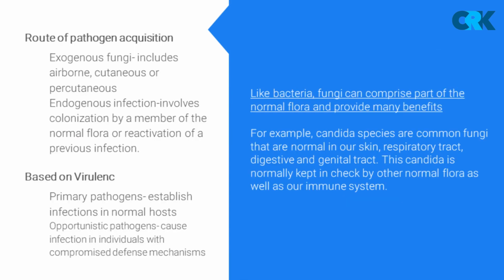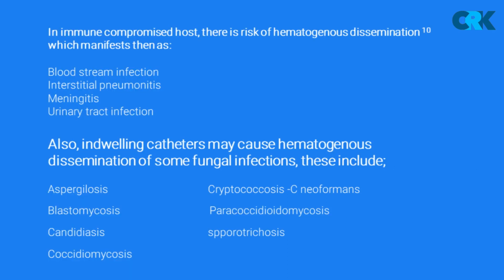They can also be classified by route of pathogen acquisition or based on virulence. In an immune-compromised host, there is risk of hematogenous dissemination, which manifests then as bloodstream infection, interstitial pneumonitis, meningitis, or urinary tract infection. Also, indwelling catheters, such as a central line, may hematogenously disseminate.